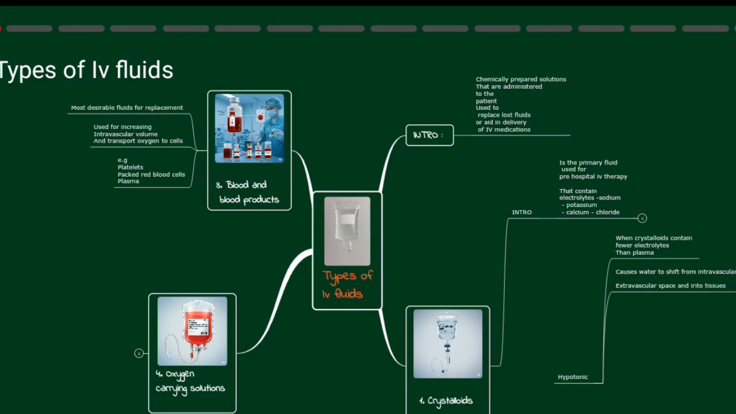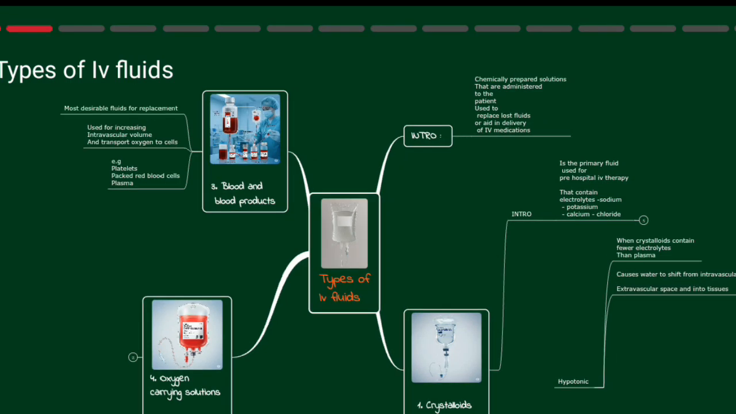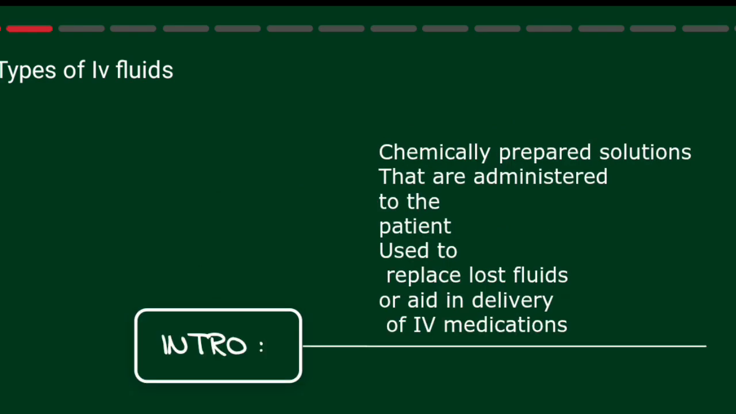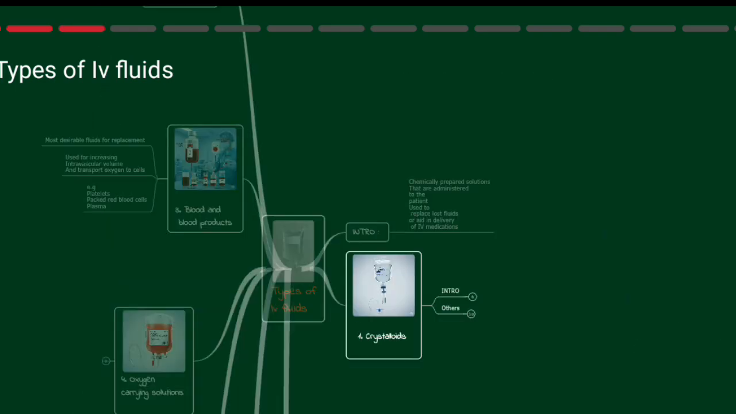Okay guys, let's talk about types of IV fluid and their uses. What are IV fluids? IV fluids are chemically prepared solutions that are administered to the patient, used to replace lost fluid or to aid in delivery of IV medications. So the first one here, we have the crystalloid.